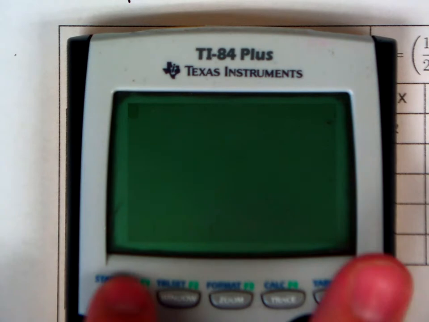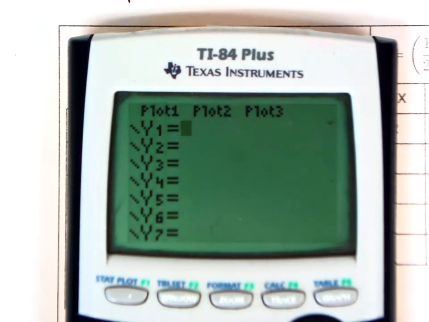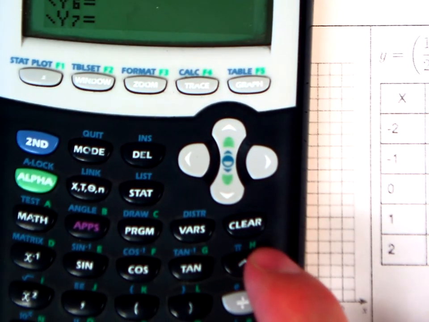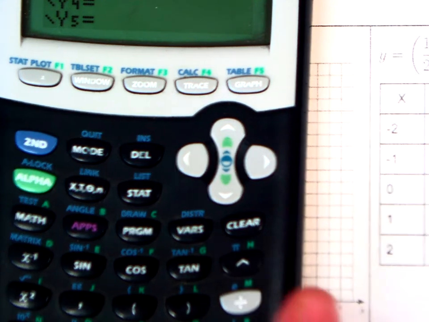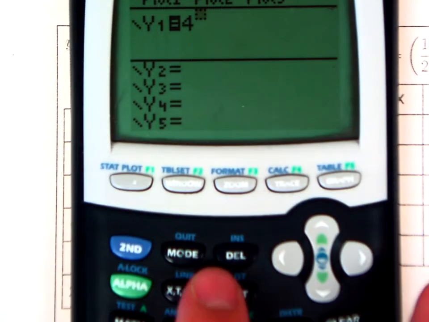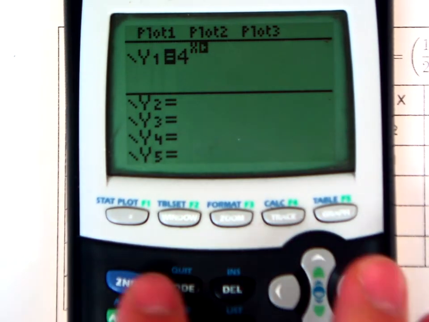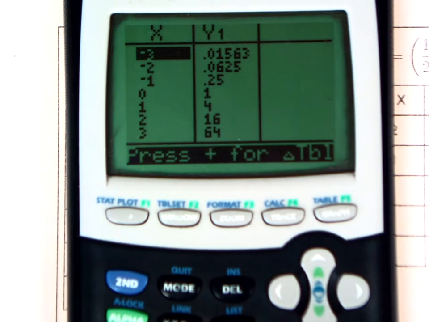To start, we're going to go to y equals in the very top left. I'm going to press 4 and then the caret key right here above division. That's to the power of. And then I'm going to press the x key just to the right of alpha, 4 to the power of x. So I'm going to press second graph to pull up the table, and I'm going to copy these values into my table.